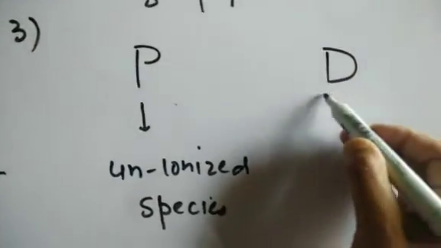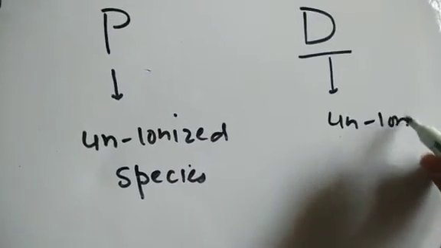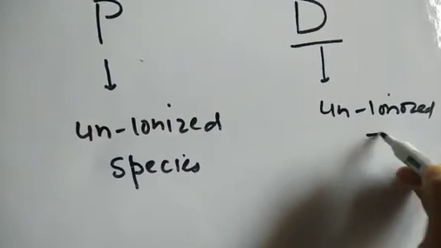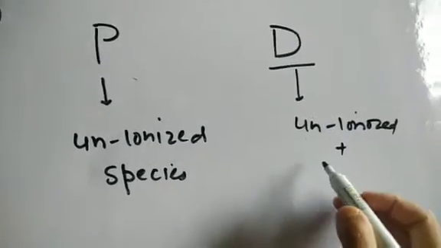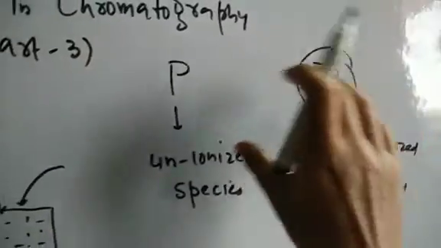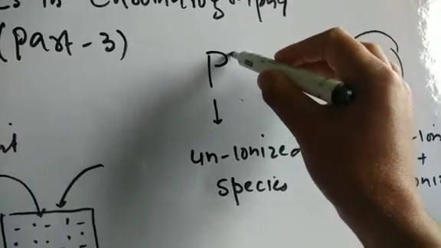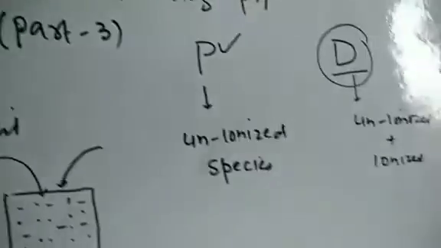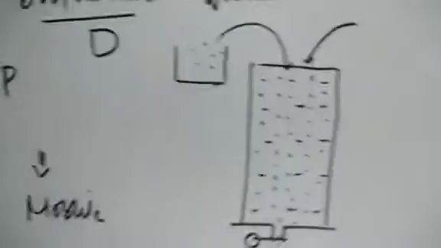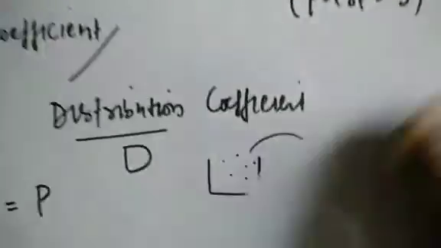And when we talk about both the unionized species and the ionized species, all of them, then we use the general term, the distribution coefficient. So when you have unionized species, neutral molecules, we use the word partition coefficient. So it's a better term. So this is all about the partition coefficient. After that we have one more basic term. I hope this was understood.